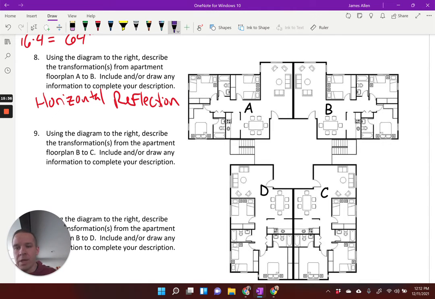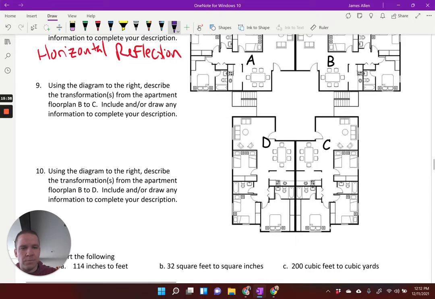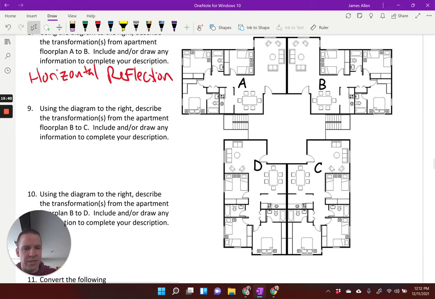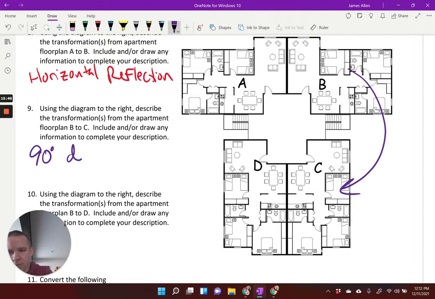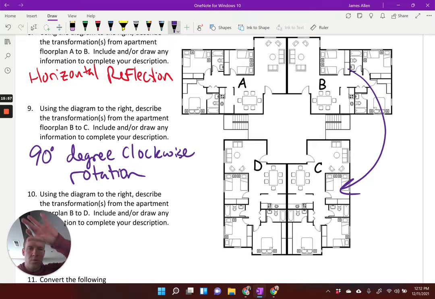All right, next one. From B to C. From B to C is interesting. It's actually, so it's not a reflection. It's actually a 90-degree clockwise rotation. All right. Whoosh. Cool. Next one.